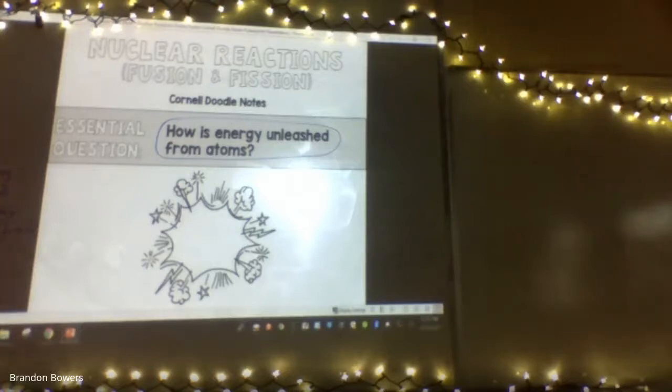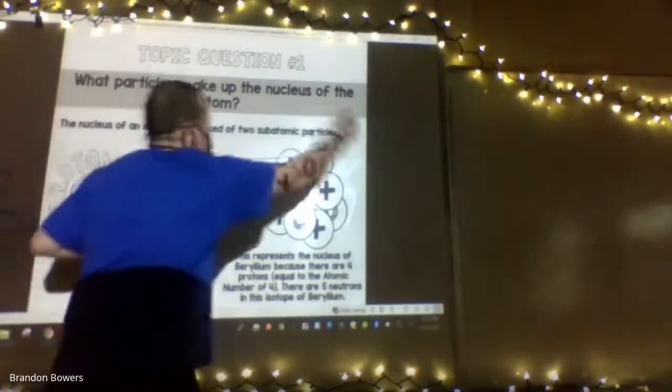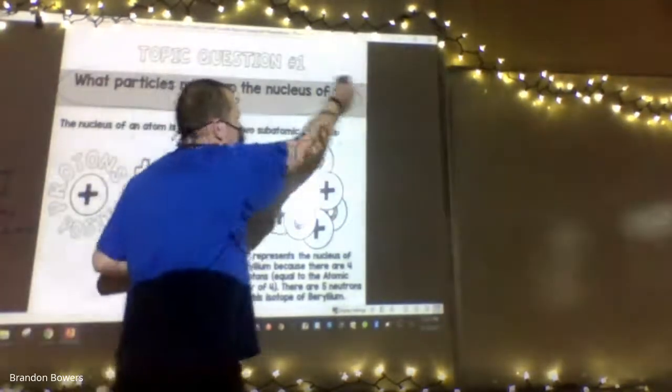The best part about this is you can color in practically anything and everything. I love that. Everybody got the question down? Sweet. Now, where you see topic question 1, it's right here. What particles make up the nucleus of an atom?